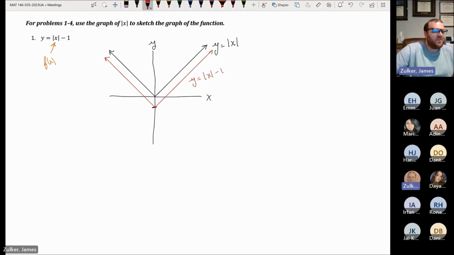Y is positive, yes. Well, I mean, y can be negative, right? So remember, y is just the output value, so it would be negative down here. But then the values of positive would be everything above the x-axis.